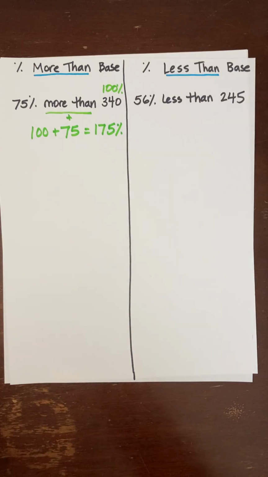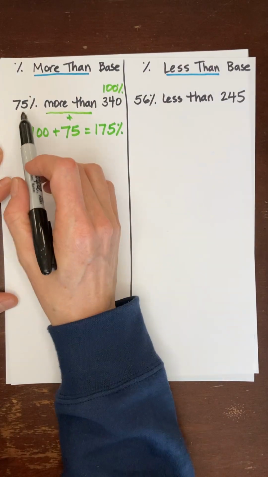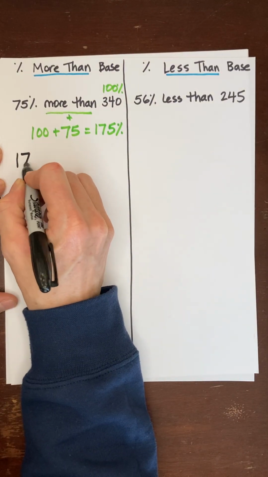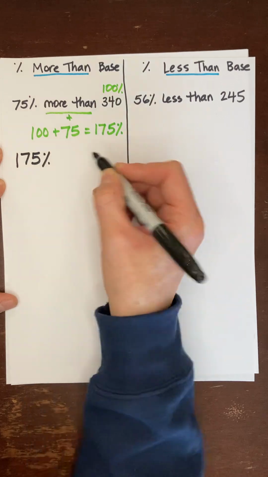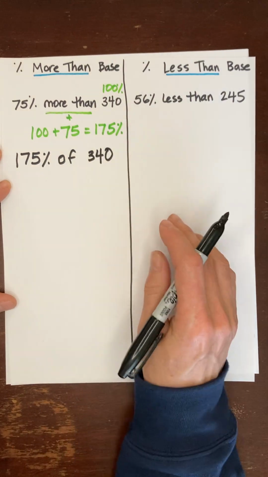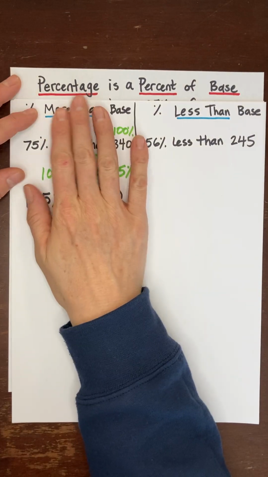So I'm going to rewrite this. So 75% more than 340. Now that I know it's 75% plus 100, it's 175%. I'm actually being asked for 175% of 340.